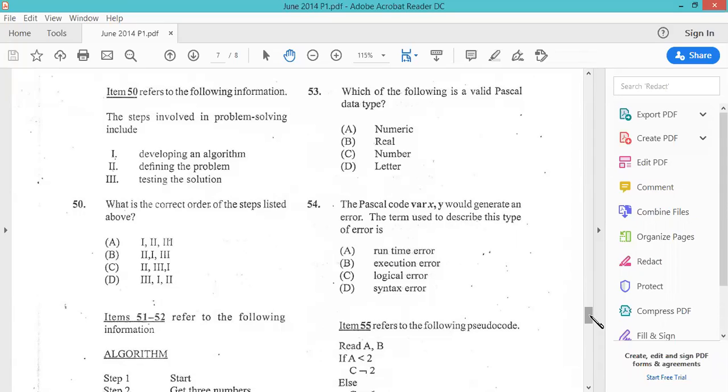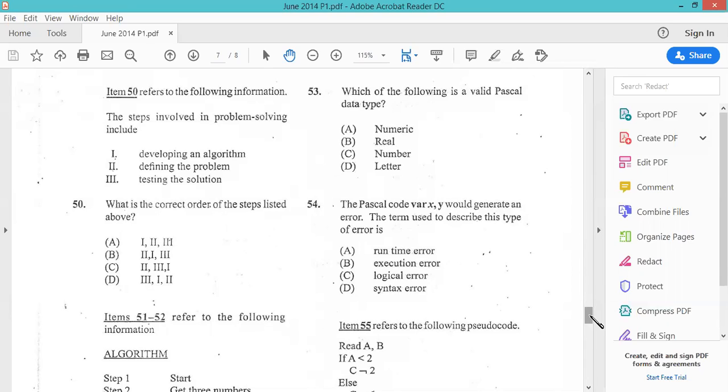The Pascal code var x y would generate an error. The term used to describe this type of error is... Those who were in the last class don't answer. This was on the last paper, although I'm not sure you guys remember. What kind of error would this give? Execution error. Logical error. No. Syntax. Syntax error. It would be a syntax error.